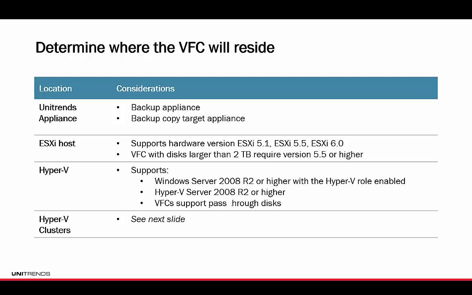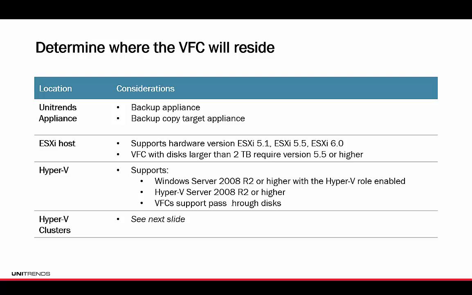Once again, you've got the Unitrends appliance, and you can do Windows Instant Recovery on a local backup appliance itself and a backup copy target appliance too. So you can take hot backup copies and turn those into Windows Instant Recovery off of a target. It's pretty cool.